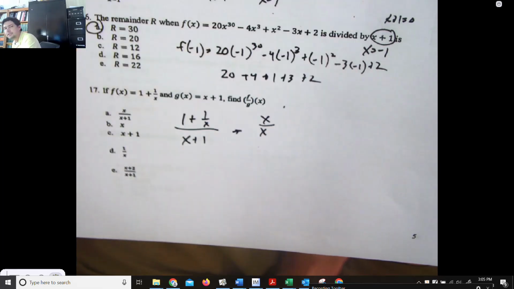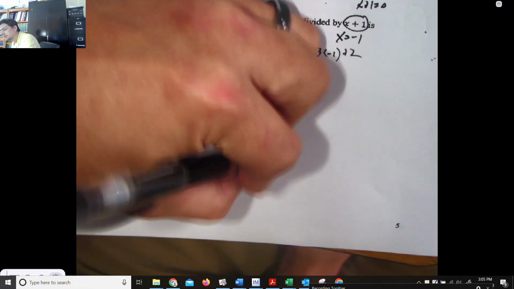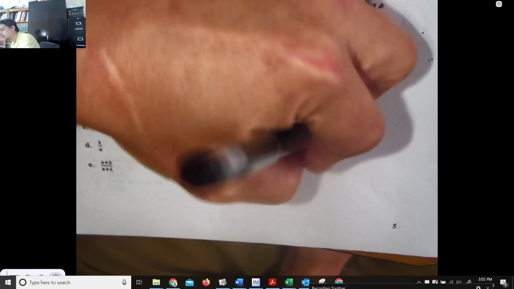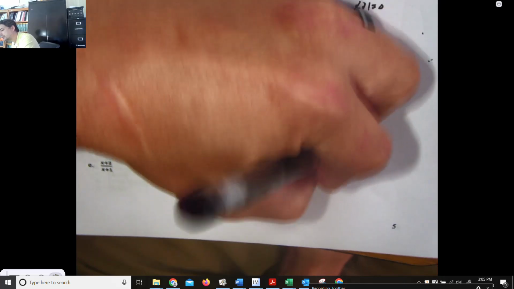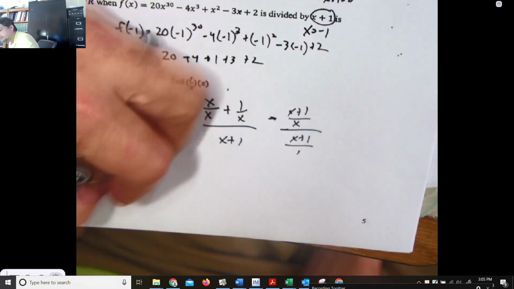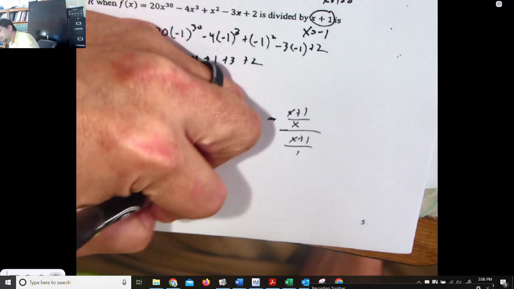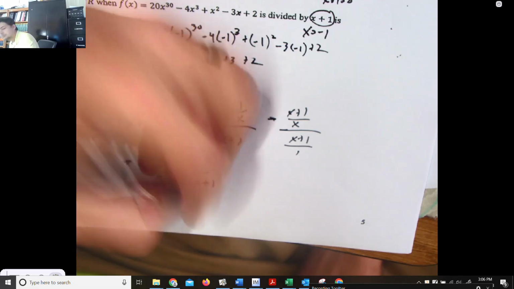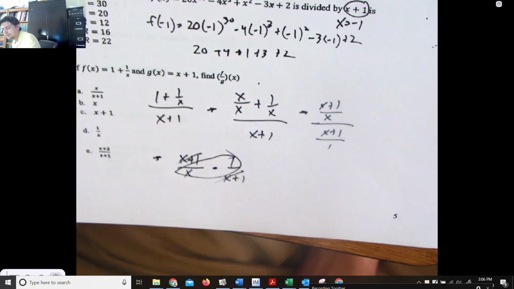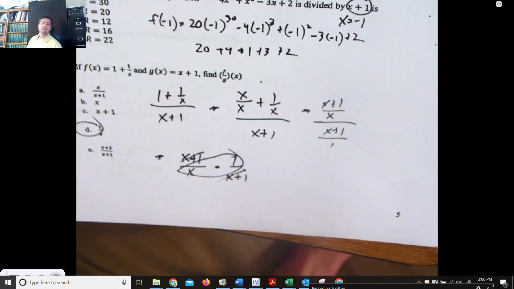1 is better known as x over x. Now I can add these together. It becomes x plus 1 over x, and I am dividing by x plus 1, which, by the way, exists over a 1. Now I can multiply by the reciprocal. And then I have my cancellation, and that is my result, 1 over x. Choice D.